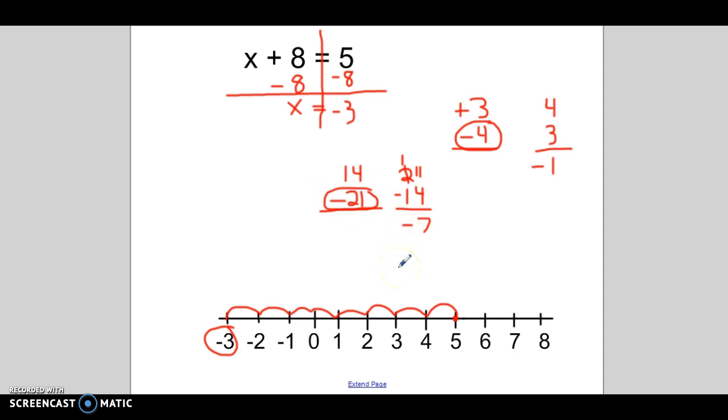I hope that helped, because now that you're trying some on IXL, you're going to run into situations where your equation is going to have you subtracting a larger number from a positive. Now you know that you're going to flip it upside down, and the larger number, that's the sign that your answer is going to have.